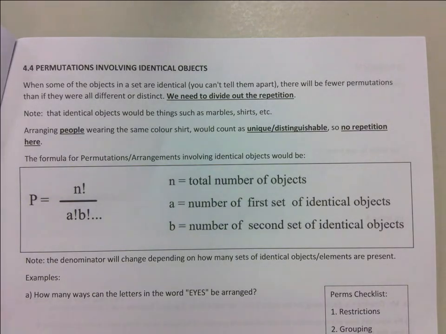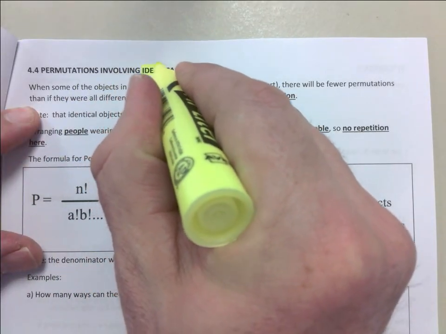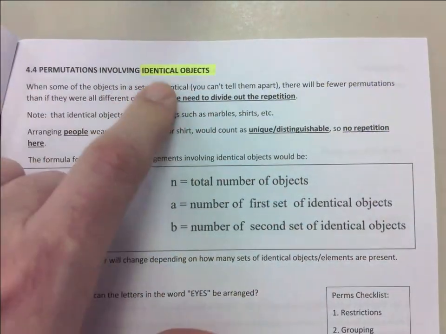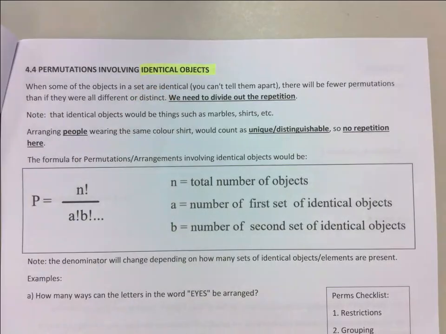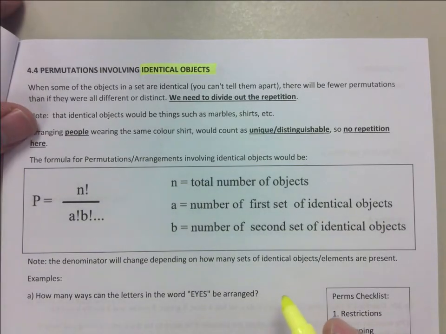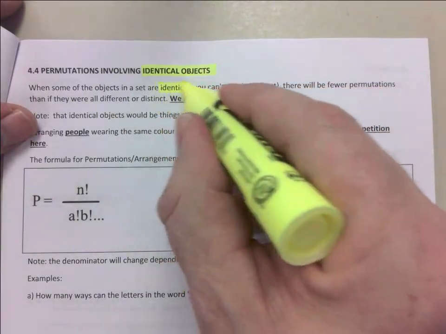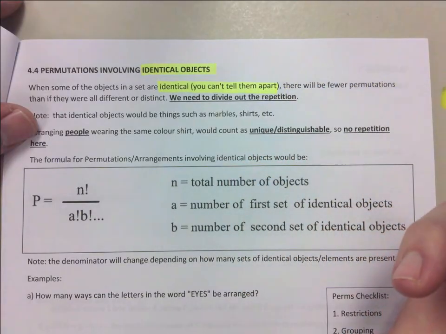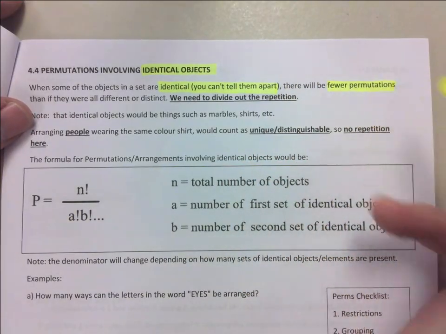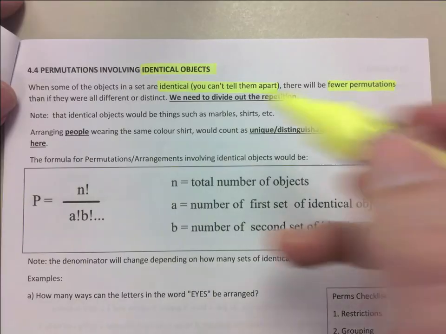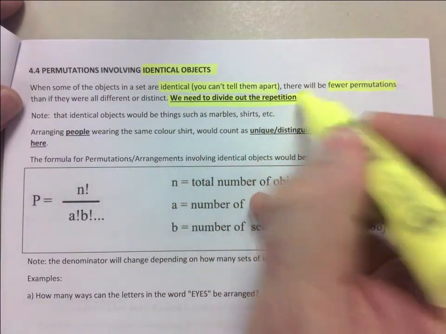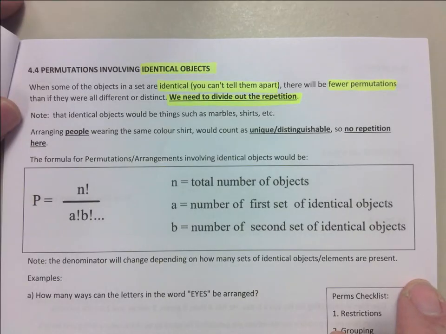The title for this one, I would say, is permutation involving identical objects. So that's the one I would highlight: identicals. When some of the objects are identical, meaning you cannot tell them apart, there will be fewer permutations. Okay? We need to divide out any repetition.